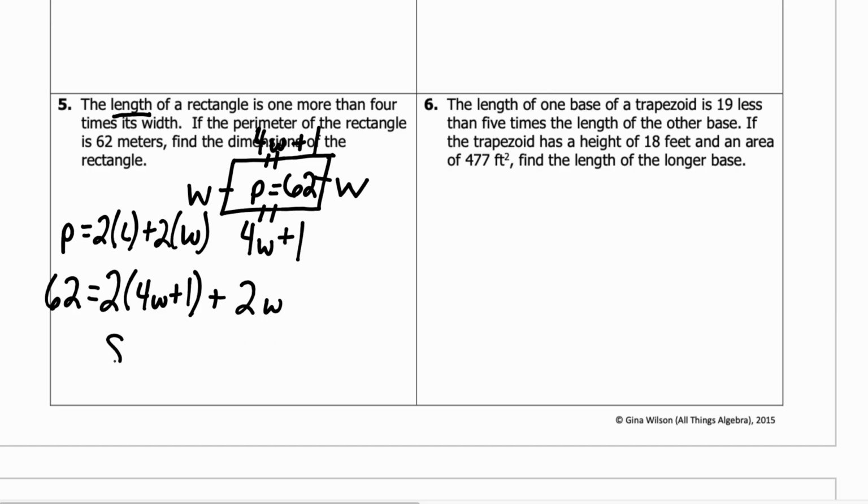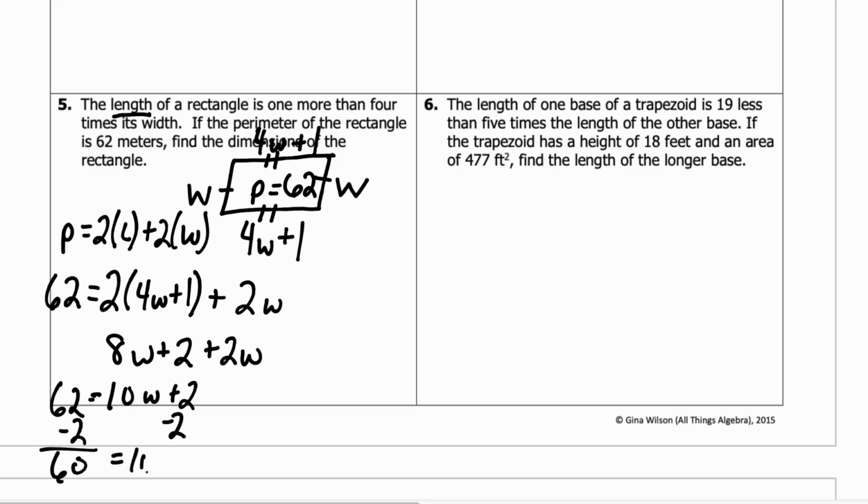2 times 4 is 8W. 2 times 1 is 2, plus our 2W. We combine our like terms. And then we can bring our 2 to the other side, which gives me 60 equals 10W. So that means that 1W, or W, equals 6.